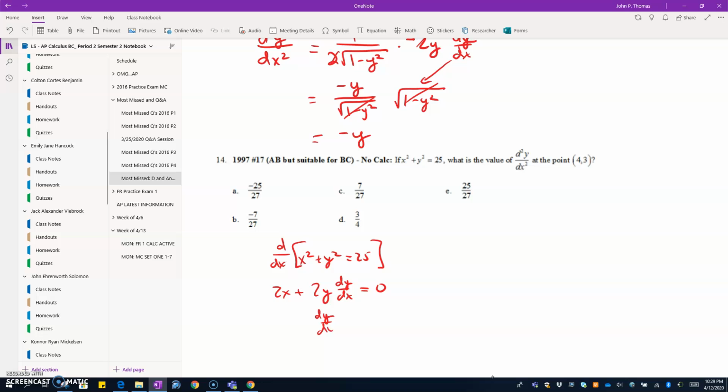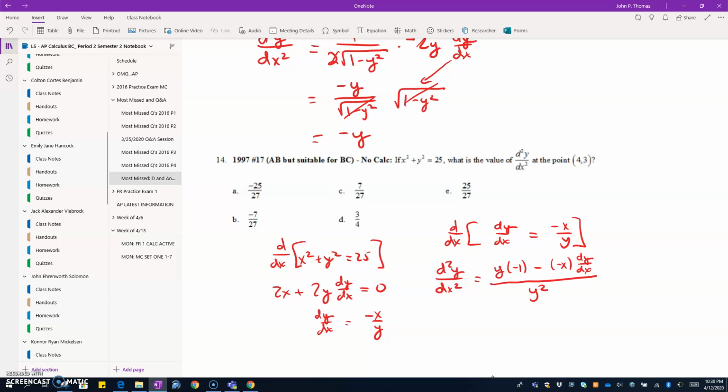So dy/dx, if I do some movement around here, I get a negative x over y when I simplify it down. All right, so that's my first derivative, but they asked me for the second derivative. So I'm going to take the derivative of that implicitly as well. So I've got the second derivative of y with respect to x equals, now I've got a quotient rule, so I've got low d high minus high d low, which is going to be a dy/dx, all over low squared.